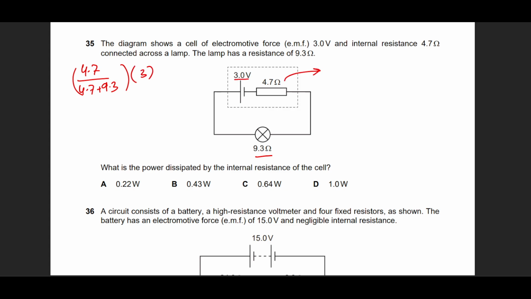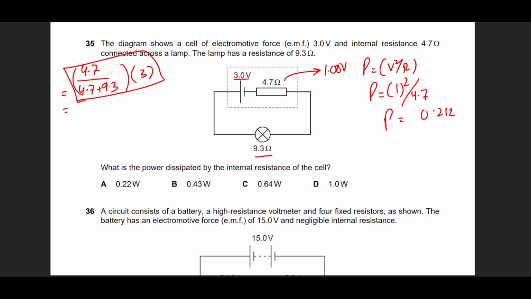So the voltage across 4.7 comes out as, by the voltage divider, just a moment, exactly 1 volt. Nice. So this is 1.0 volt. I need to find the power, which is going to be V squared over R. So P equals 1 squared divided by 4.7. So this power comes out as 0.212. If you use full values into this formula, you will get P equal to 0.2158, which rounds off to 0.22, which is option A.